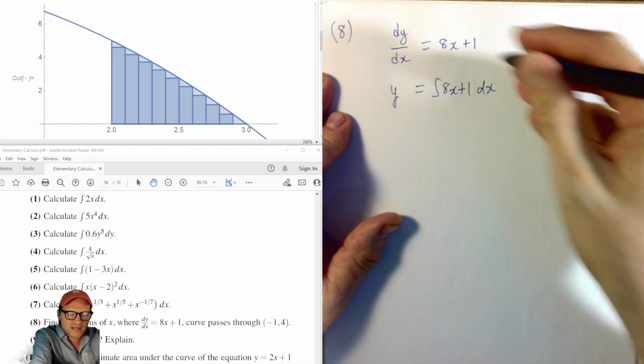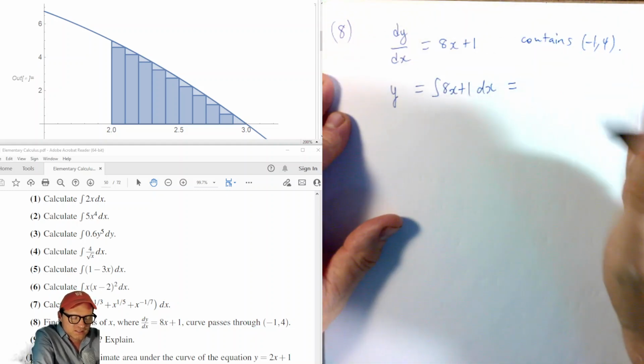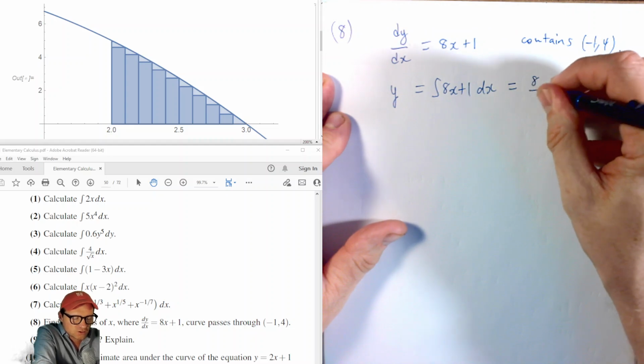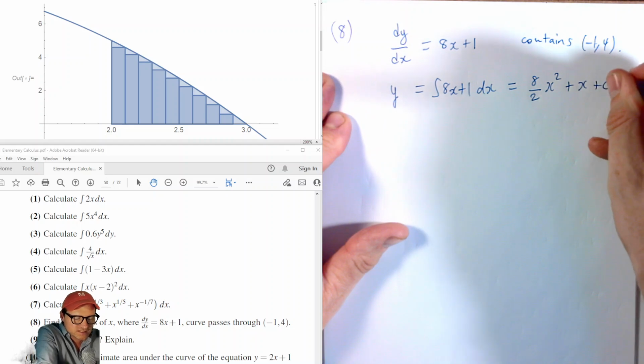And so let's integrate this now. Adding 1 to the exponent x, we have 8 over 2 x to the power of 2, and then plus x, and then plus c.